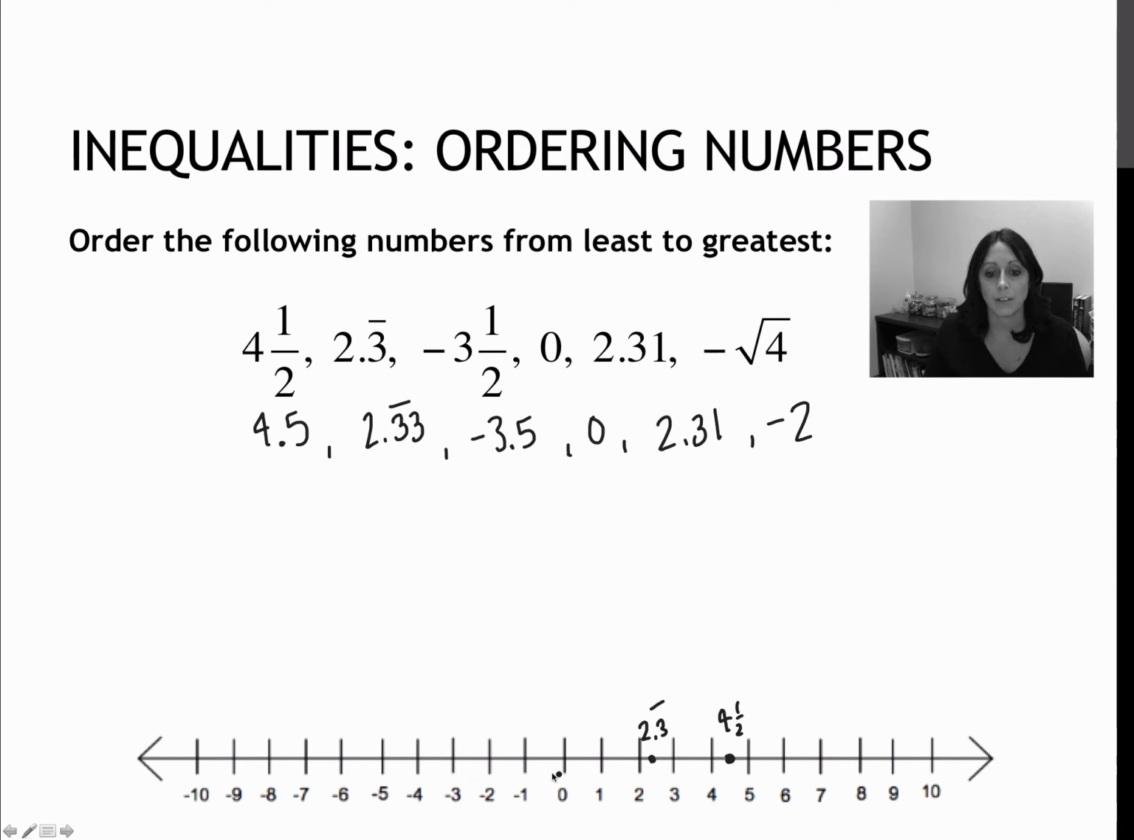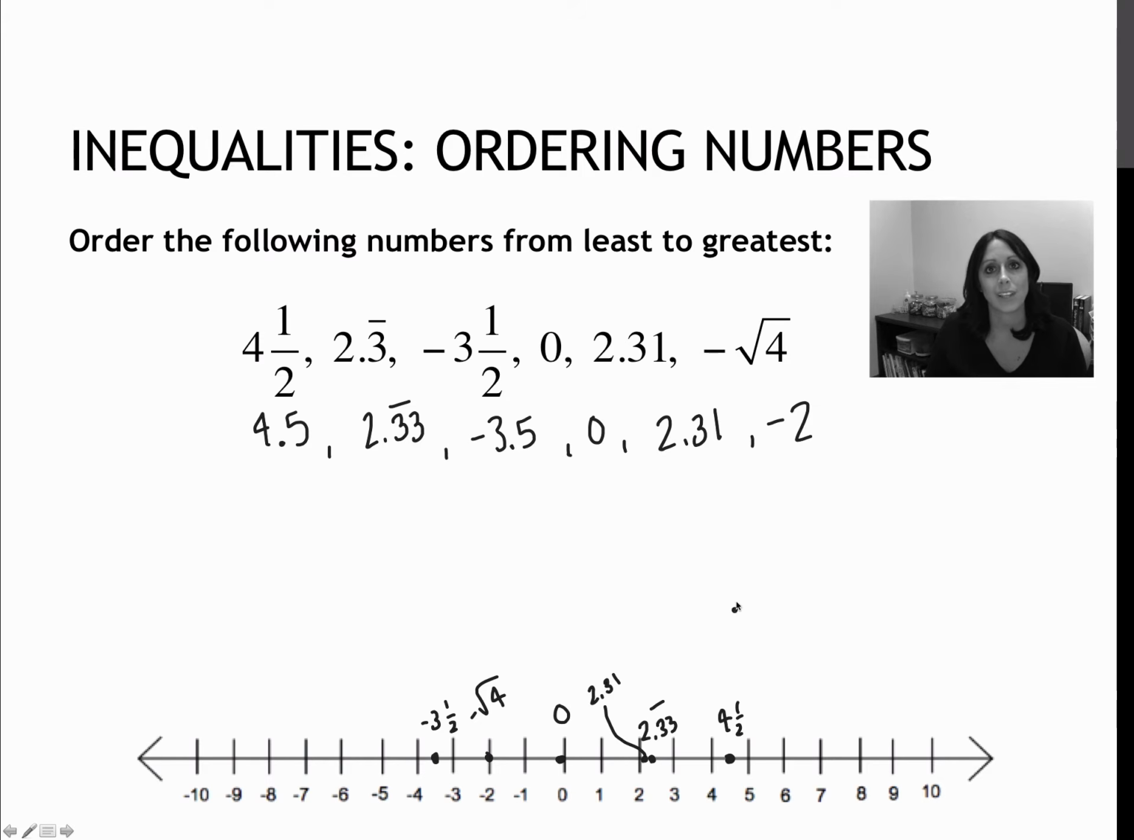I've got my negative 3.5 right here. So negative 3 plus another half. So negative 3.5. 0 is right here. 2.31. So this is like 2.33. So 2.31 would be over here, a little bit lower than 2.33. And then negative radical 4 is right here.